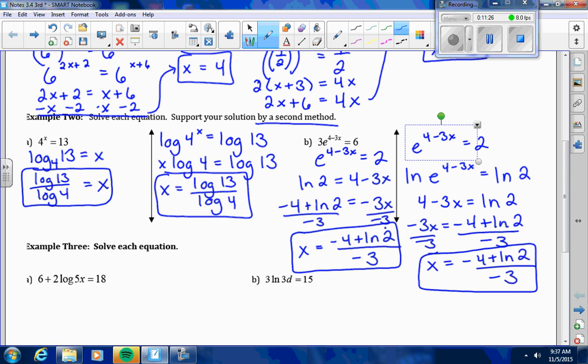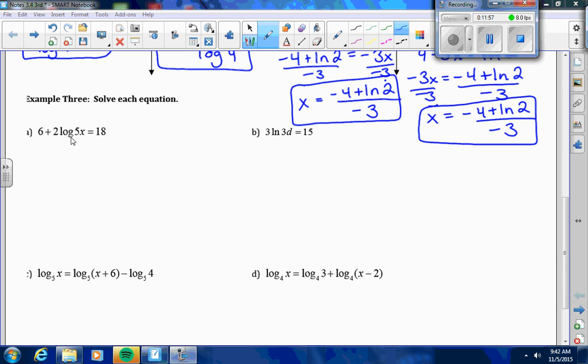Questions? Okay, so that's the entire lesson, is just solving these equations. Some of them are going to get a little bit more complicated, and I'm going to walk you through those. But what I want you to do now is on your own, using either method, I want you to solve example 3, parts A and B only. You don't have to do C and D. I'm going to walk you through C and D, but right now, A and B.